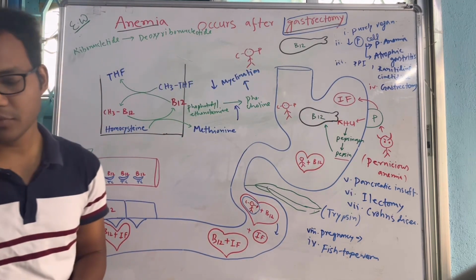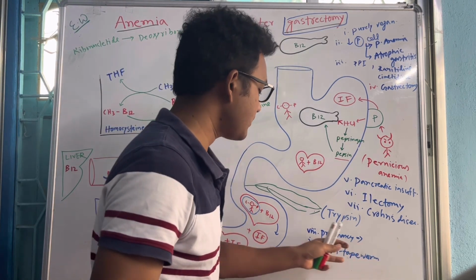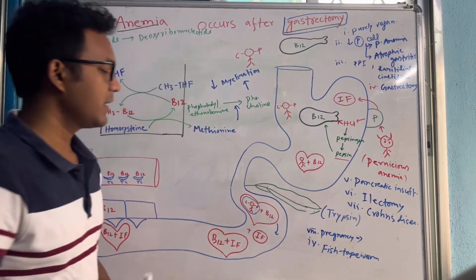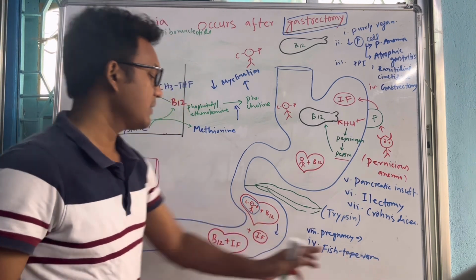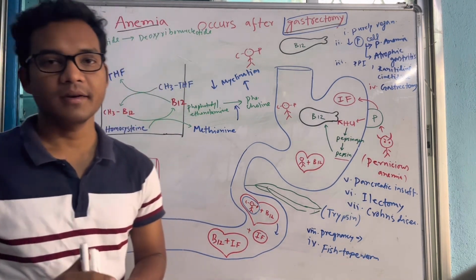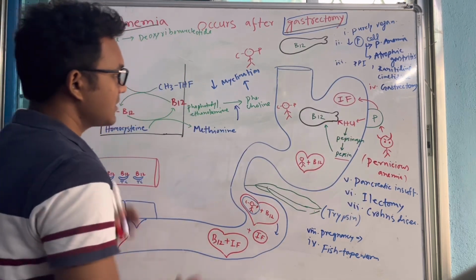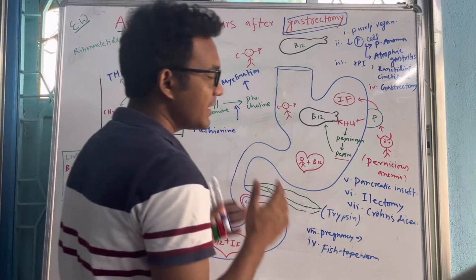Fish tapeworm infestation. What happened? This is not commonly found in India. It is found in another country. In the fish tapeworm condition, there will be a decreased amount of B12 absorption. Okay. Now we have known what are the causes. No need to mark up. Just clear the concept. It will be very easier for you.